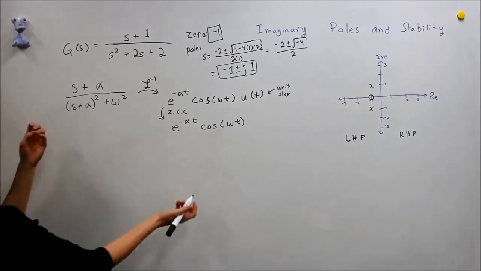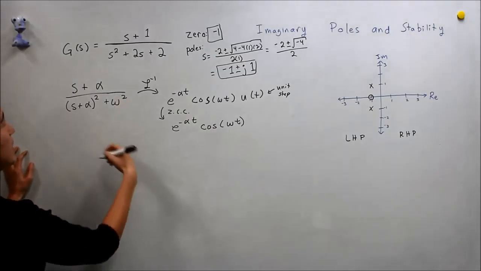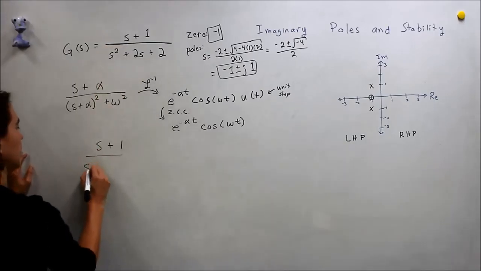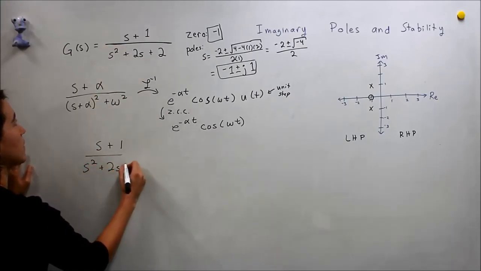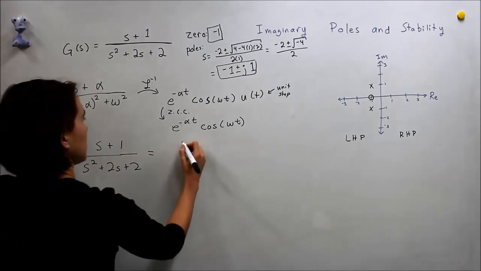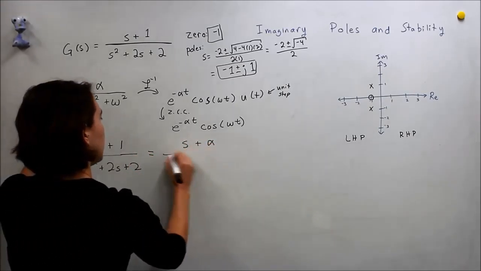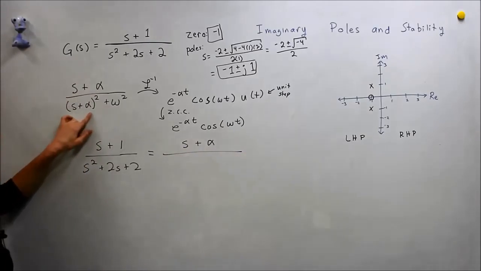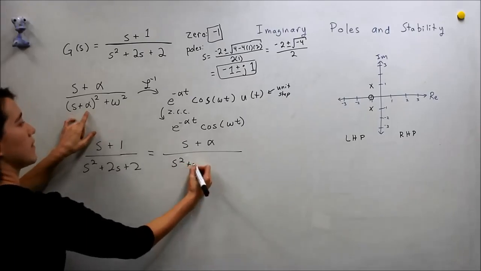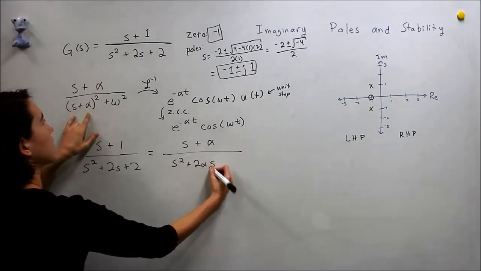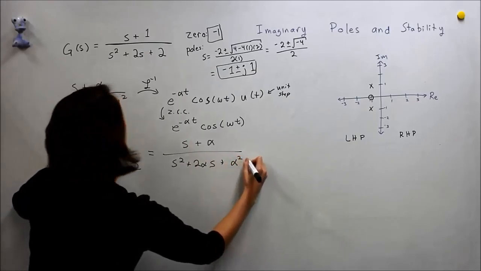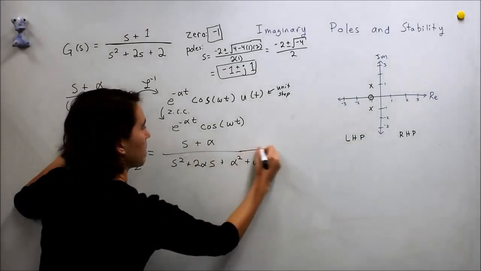Okay, well, let's first just try to equate them and see what happens. If we take this, s squared plus 2s plus 2, and we want to make it look like this, let's just start with s plus alpha, and we'll actually multiply this out. So we'll do s squared plus 2 alpha s plus, and square the alpha, alpha squared plus omega squared.